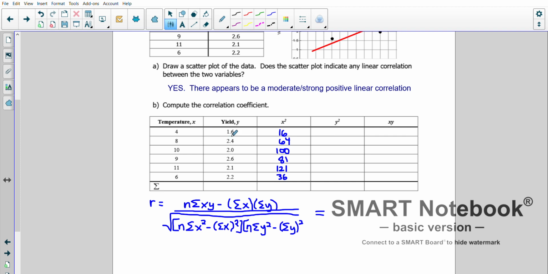Then you're going to do the same thing for the y values. So 1.6 squared will be 2.56. 2.4 squared should be 5.76. 2 squared is 4.